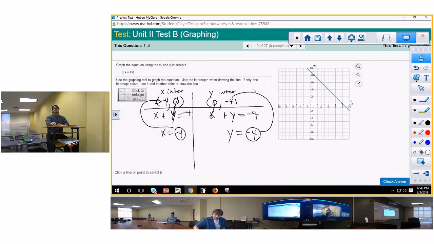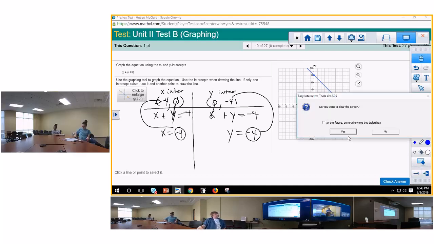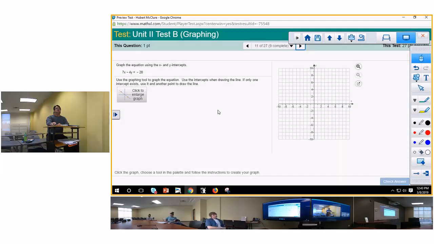That one's a little bit too simple. I need to take that one out too. Need to put some fractions in there. Oh, graph using x and y intercepts. Actually, we could do this one.